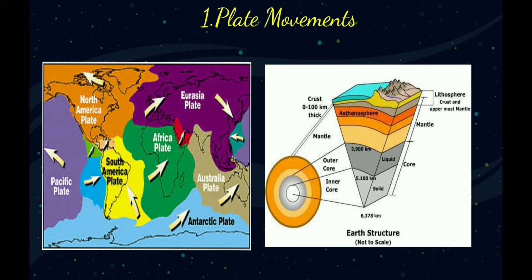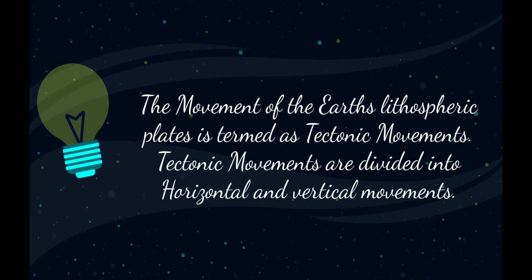Plate movements. According to scientists, the Earth's crust is divided into 7 main lithospheric plates. These float on the mantle and are constantly in motion. The circular heat currents that are generated in the core cause the molten rock in the mantle to move. This accounts for the movement of lithospheric plates. The movement of the Earth's lithospheric plates is termed tectonic movements. Tectonic movements are divided into 2 types, that is, horizontal and vertical movements.